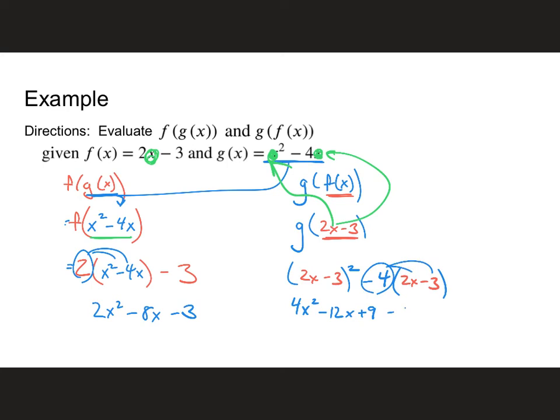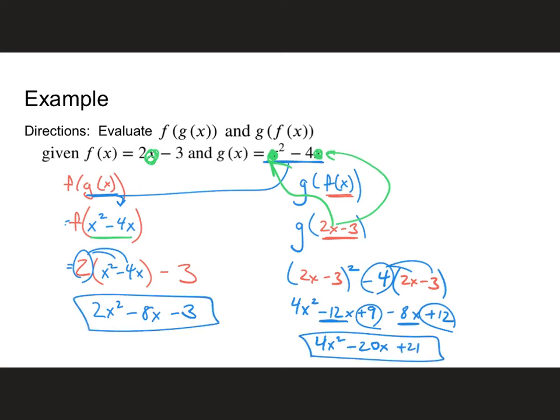Distribute through the negative 4. That gives me negative 8x plus 12. Then I'll combine my like terms. That gives me 4x squared minus 20x plus 21. All right, 2 answers. Let's look at a variation on this problem.